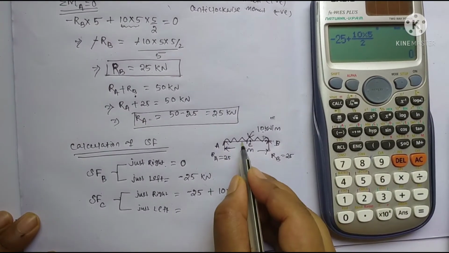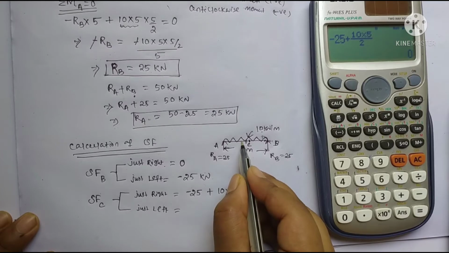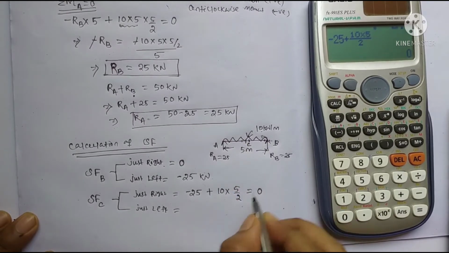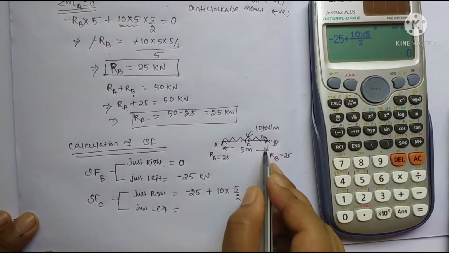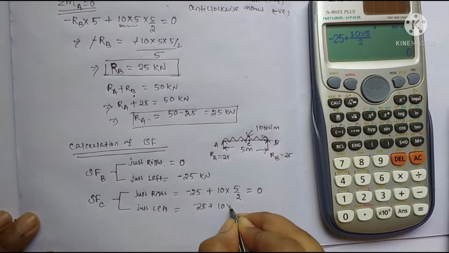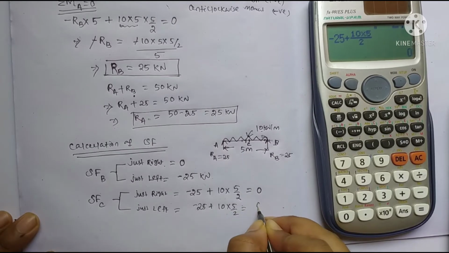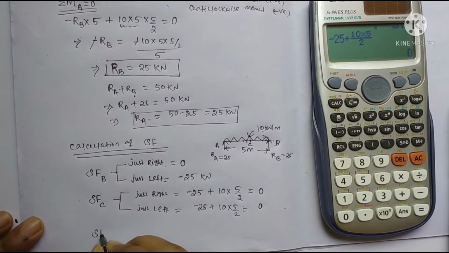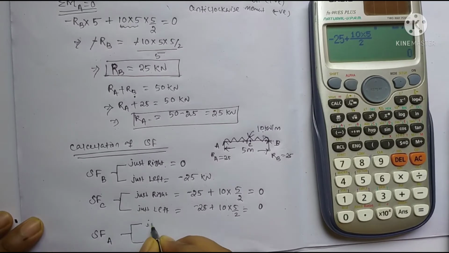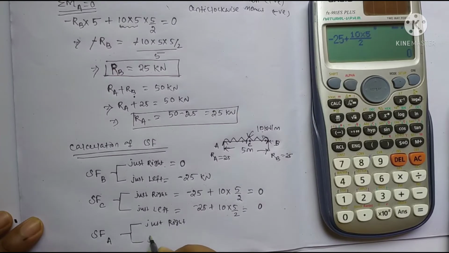Now at just left of point C, the same force acts, that is minus 25 plus 10 into 5 by 2, that is also 0. Then shear force at point A, just right and then just left.